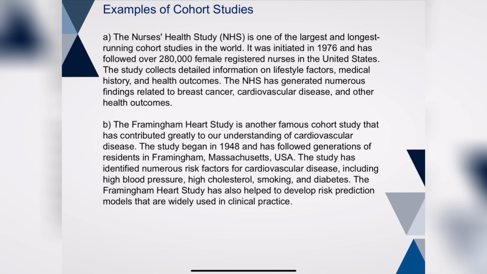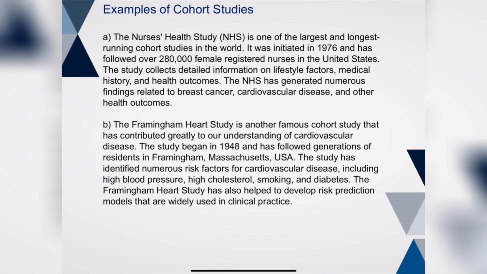Examples of cohort studies. First one is the Nurses' Health Study (NHS), one of the largest and longest running cohort studies in the world. It was initiated in 1976 and has followed over 280,000 female registered nurses in the United States. The study collects detailed information on lifestyle factors, medical history, and health outcomes. The NHS has generated numerous findings related to breast cancer, cardiovascular disease, and other health outcomes.